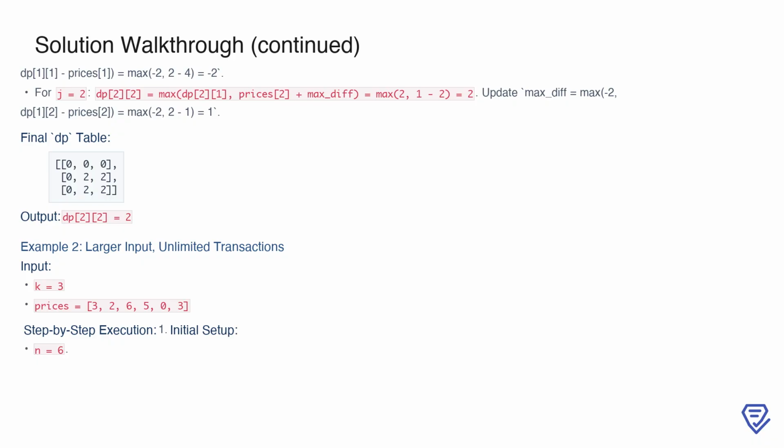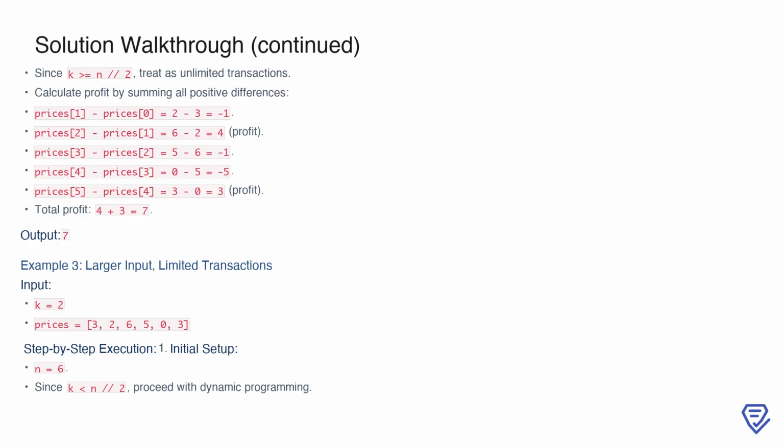Next, we'll look at an example with a larger input where the number of transactions is sufficient to treat the problem as having unlimited transactions. In this example, k is set to 3, and the prices array is [3, 2, 6, 5, 0, 3]. Since k is greater than or equal to n divided by 2, where n is the length of the prices array, 6 in this case, we can treat this scenario as having unlimited transactions. In such cases, the problem simplifies to summing up all positive price differences between consecutive days. Starting with prices[1] - prices[0], we see a difference of -1, which does not contribute to profit.